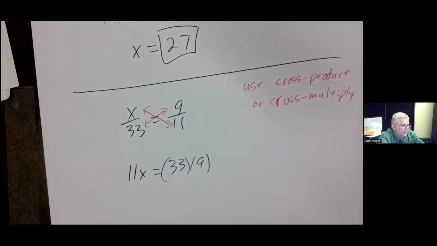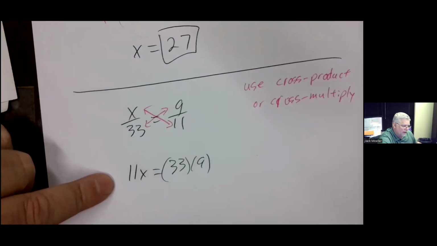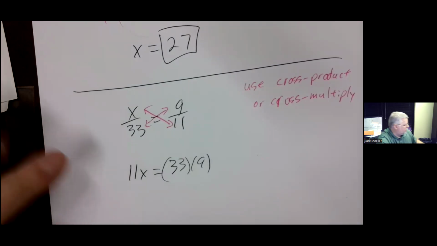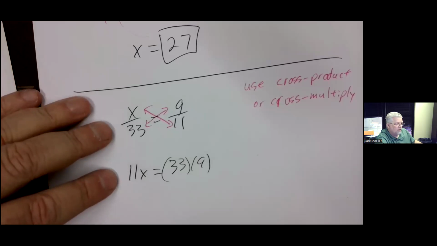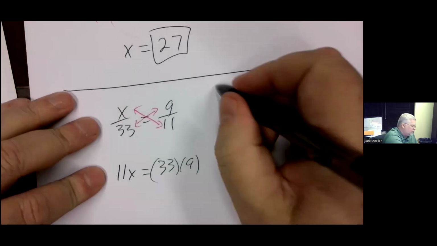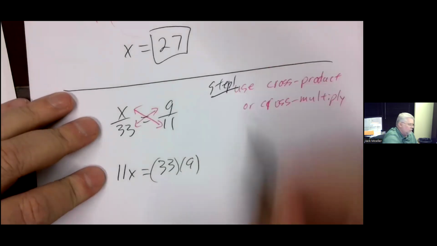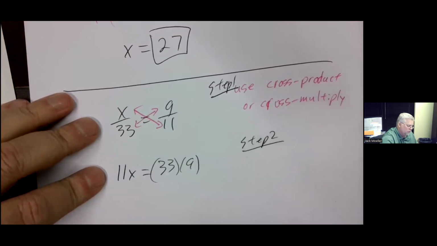The whole reason we do the cross product is we started with an equation that had two fractions, and now we have an equation that has no fractions. Just like clearing the denominator for those other equations that had multiple fractions in them, this takes the fractions out of it until possibly the very end. All right, so once you do the cross product, that's step one. What do we do next? Well, step two is solve the equation.